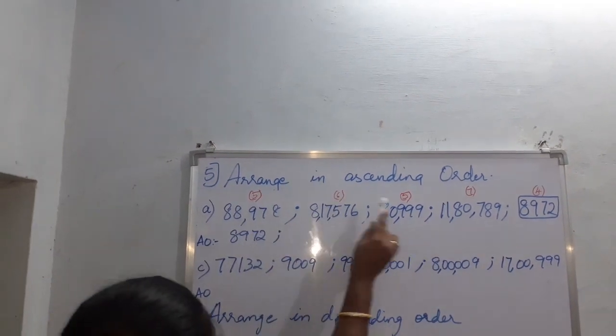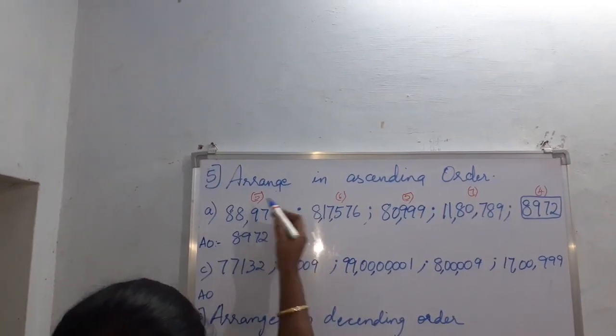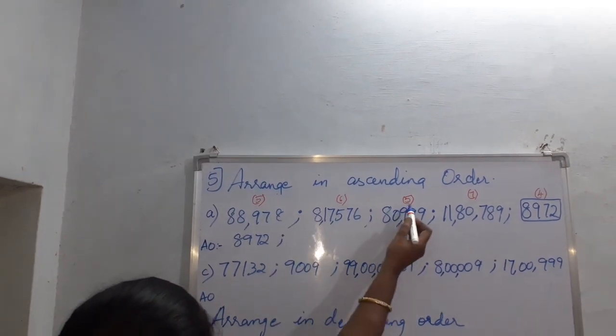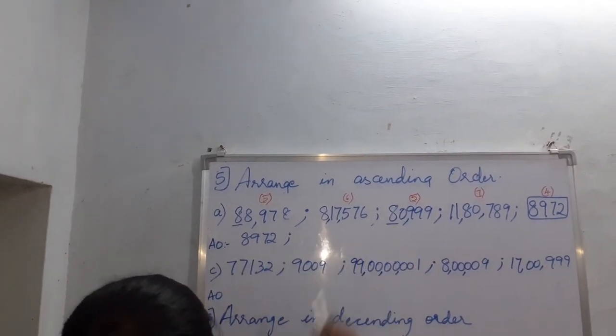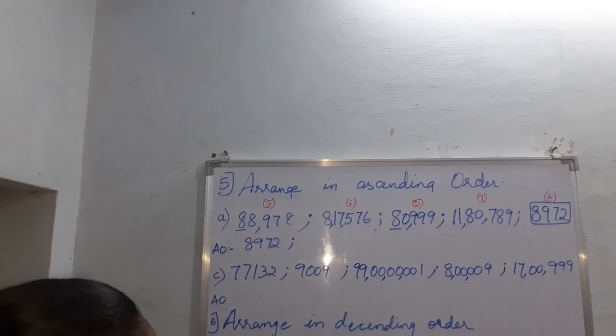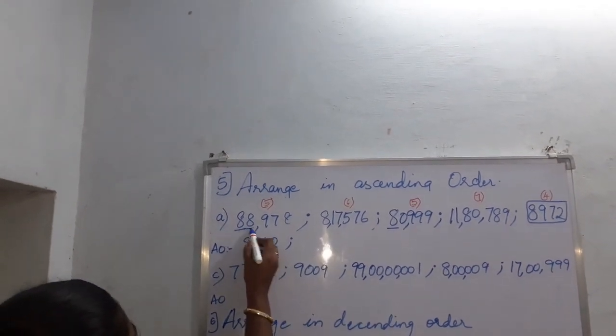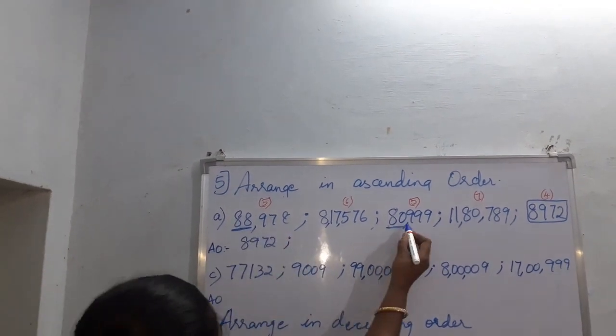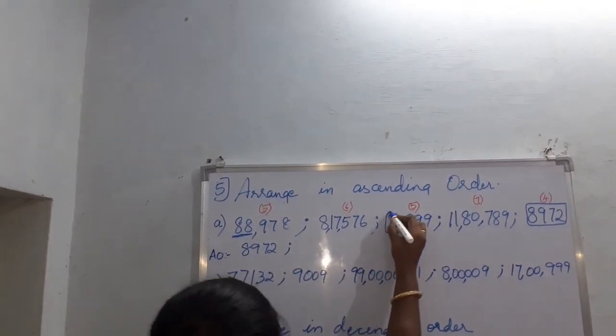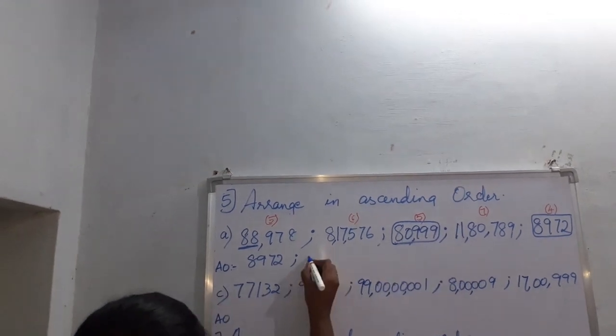Next is 5657. 5 is the smallest. Now you have two 5s. Go for the first digits. That is 8, 8. Both are 8. Go for the second digit. You can't compare since... So 88 and 80. So 80 is the smallest. So circle this and write next.